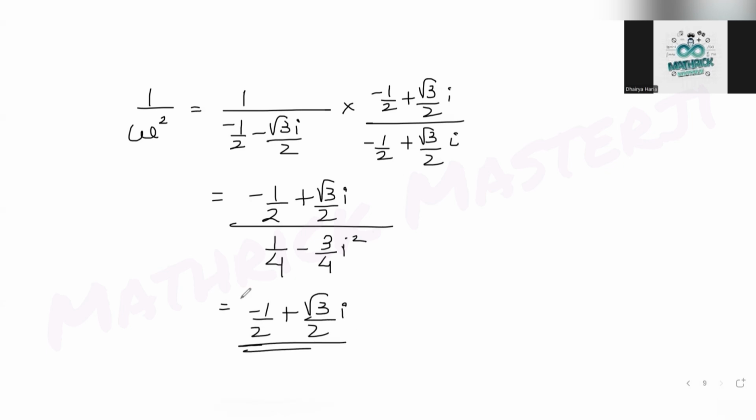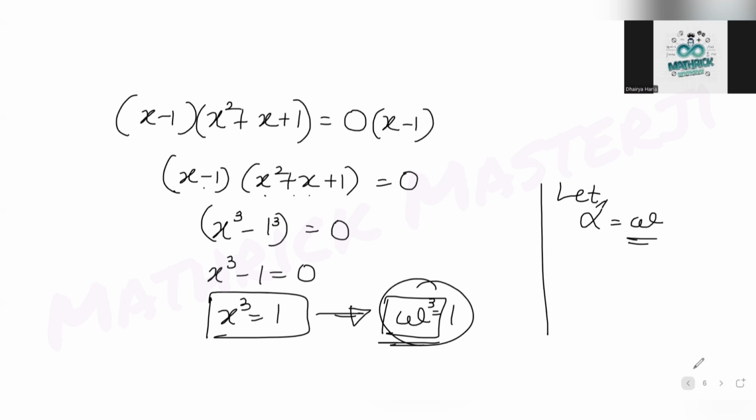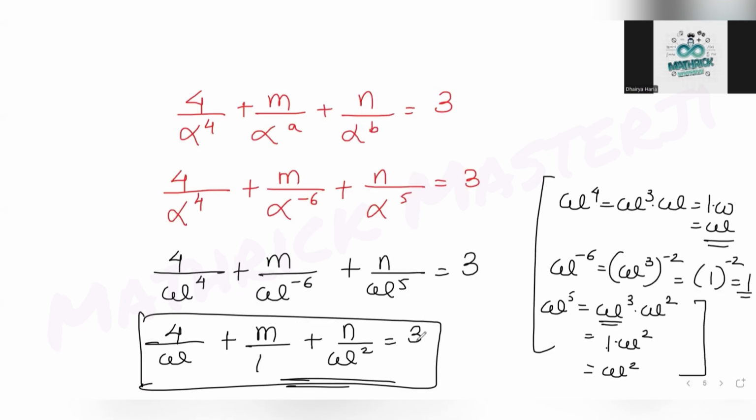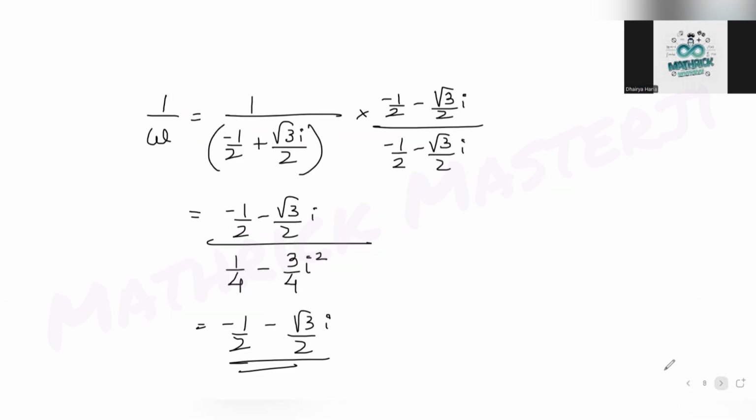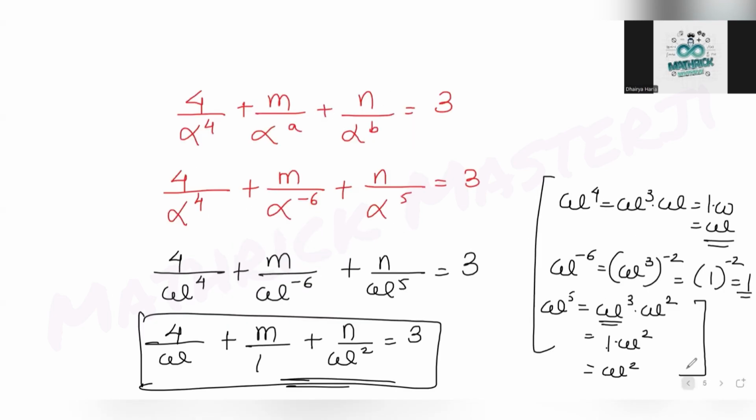Now, once I have 1 over omega, once I have 1 over omega square, I'll put everything in this expression. So I get from here 4 over omega plus m over 1 plus n over omega square equals what is given to us, which is equals 3.